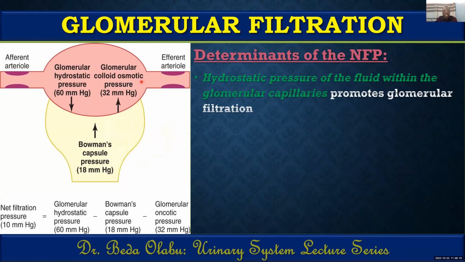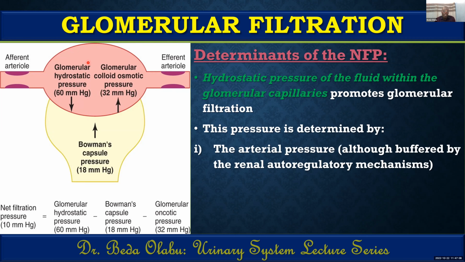Okay, how about the hydrostatic pressure gradient? So the hydrostatic pressures refer to the pressure offered by the fluids. So there's the fluid within the glomerulus and the fluid within the Bowman's space. The major determinant will be the fluid within the glomerulus, because the one within the Bowman's space is not that variable. So the hydrostatic pressure of fluid within the glomerulus promotes glomerular filtration, which means that the higher this pressure, the higher the rate of filtration. What determines the pressure inside here? The pressure inside here is determined by the mean arterial pressure of the body. So the blood pressure of this particular person will influence this one.